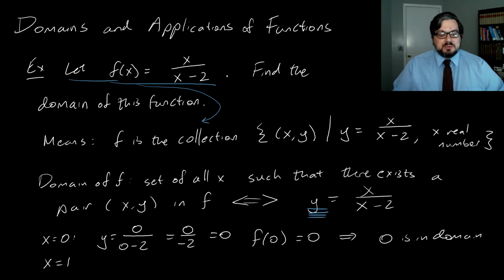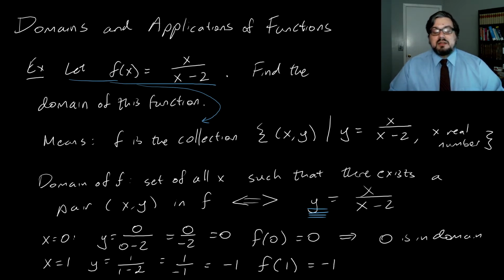And similarly, if x is 1, then we could look at the y value 1 over 1 minus 2, which gives us 1 over negative 1, which is negative 1. So that tells us that if x is 1, y is negative 1 in this function, which means that 1 is in the domain. So we could look at this and say, all right, well, what could go wrong? What isn't in the domain? Because it seems like we can pretty much always come up with this y.